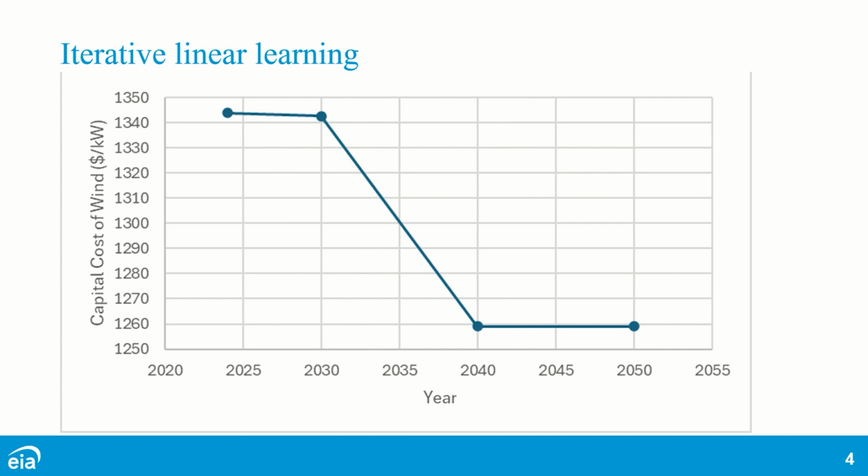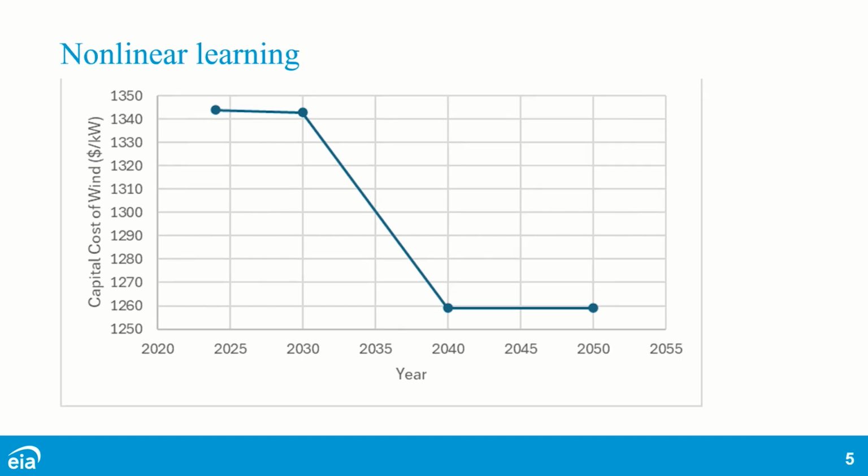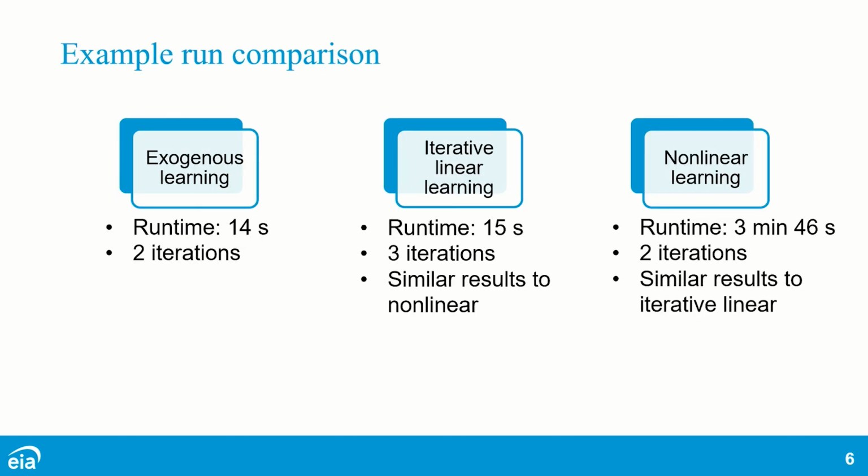That's because in 2030, there's a significant amount of wind capacity being built. In the nonlinear learning case, we also see a similar drop-off from 2030 to 2040 of the capital cost of wind because it's building the same amount of capacity in the same timeline. I'll note that for these examples, the linear problems are solved using the HiGHS solver and the nonlinear run uses the IPOPT solver. As you can see, there's a big difference in runtime between all three runs, the nonlinear run being significantly slower. The iterative linear learning solves with one additional iteration, and we see similar results between the iterative linear learning and nonlinear learning run.